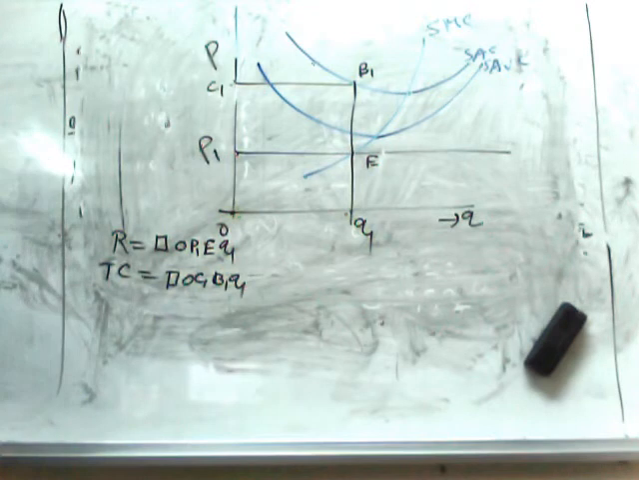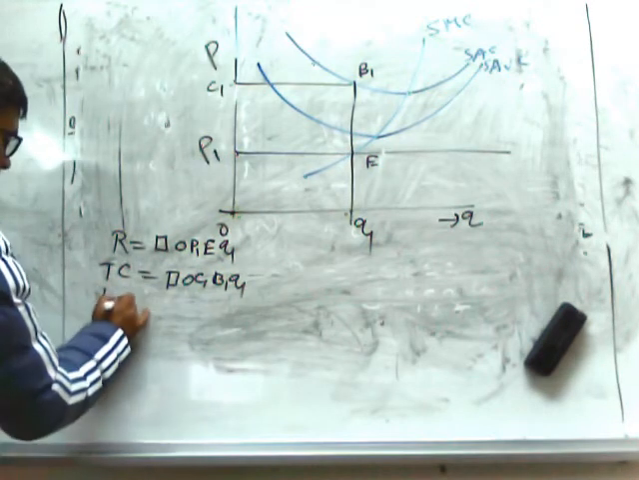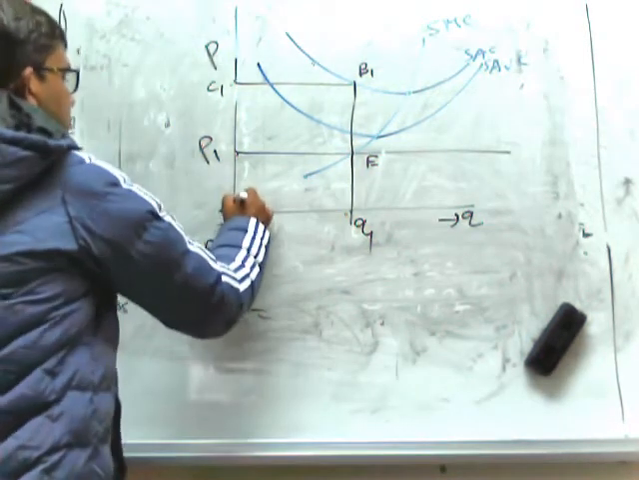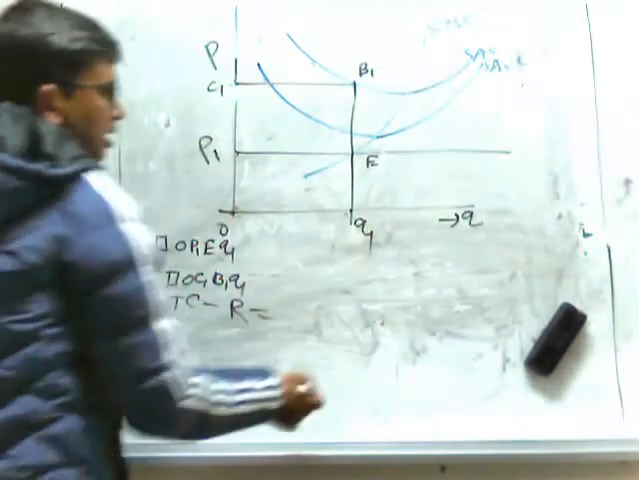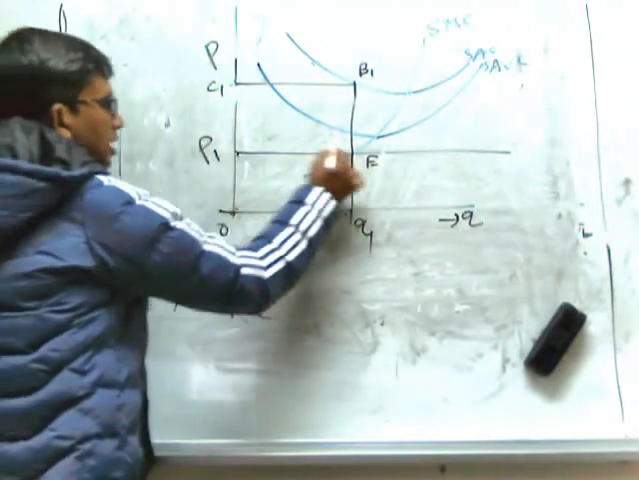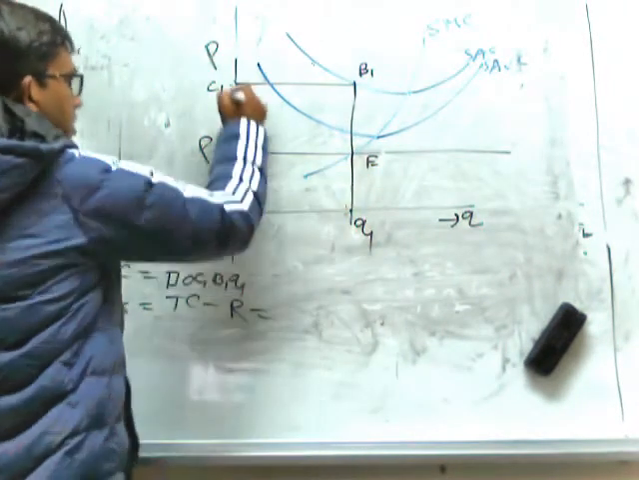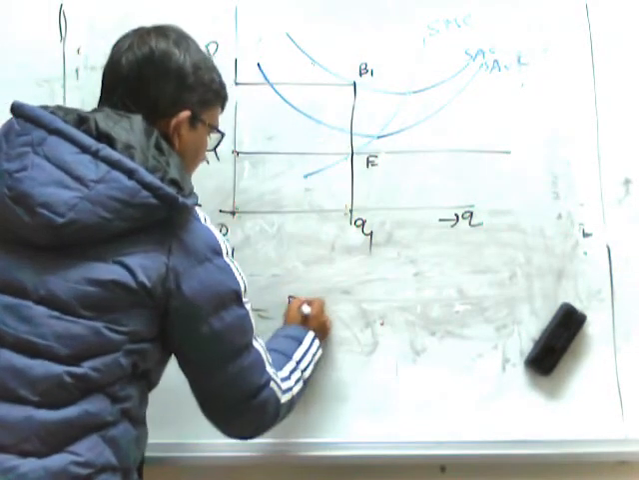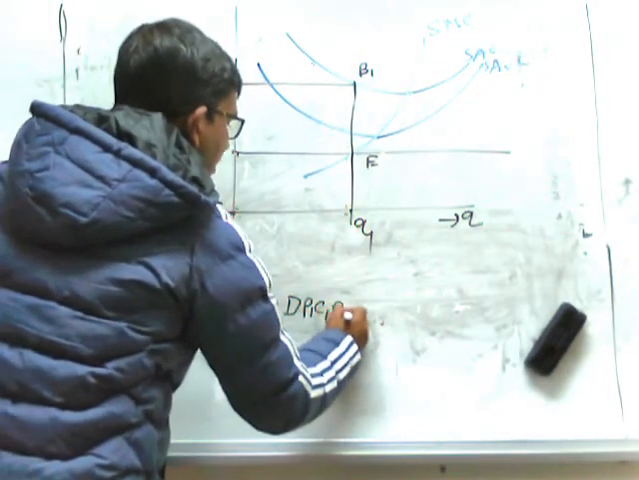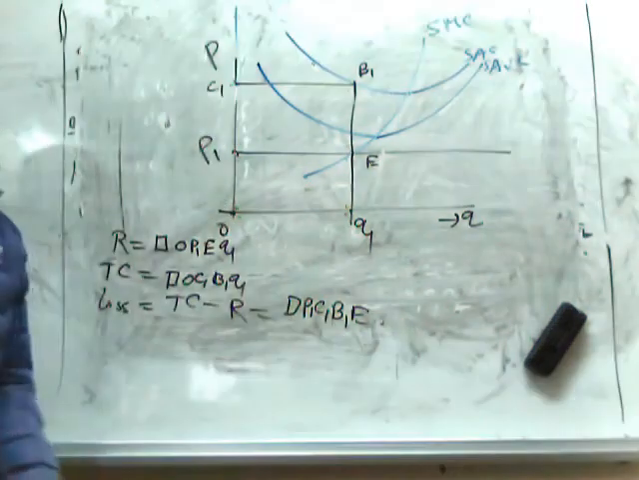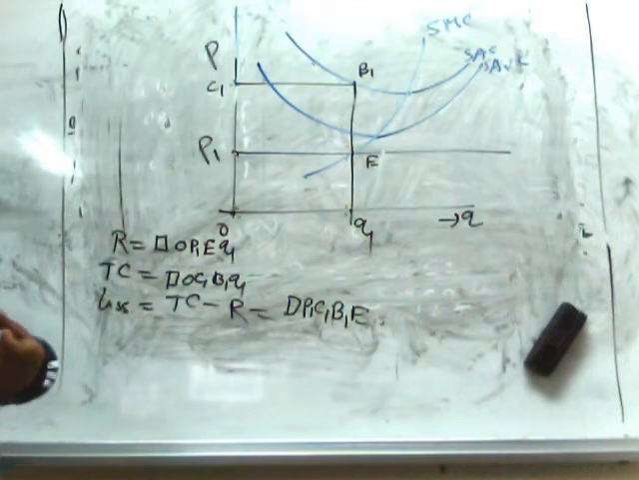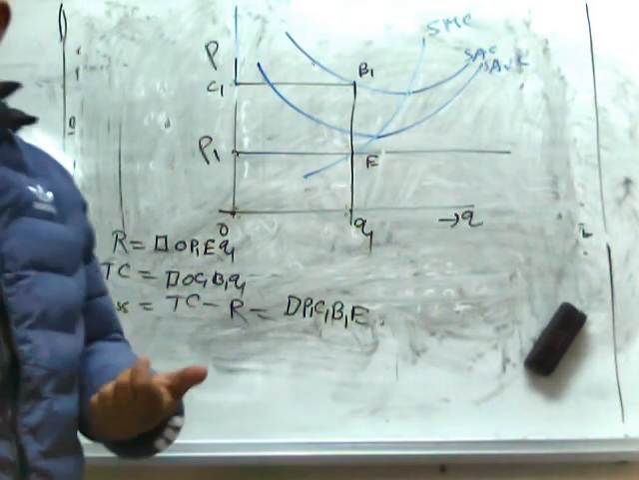So the difference between total cost and total revenue will be the loss. So loss equals TC minus R, that means OC1 B1 Q1 minus OP1 E Q1. So area of the rectangle P1 C1 B1 E. So this is the volume of loss if the firm remains in the market. Now we have to find out what will be the loss if the firm leaves the market.